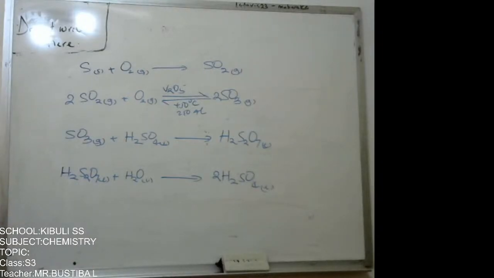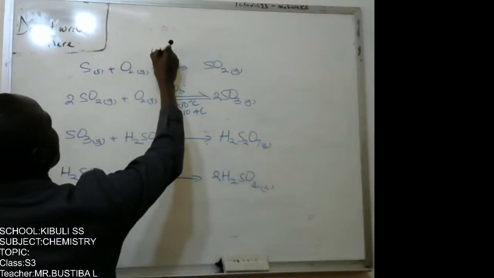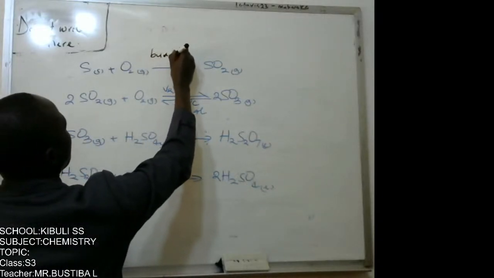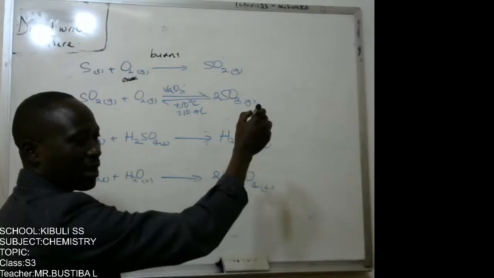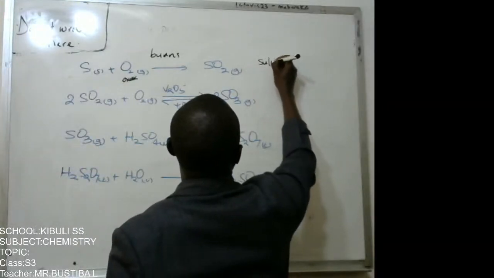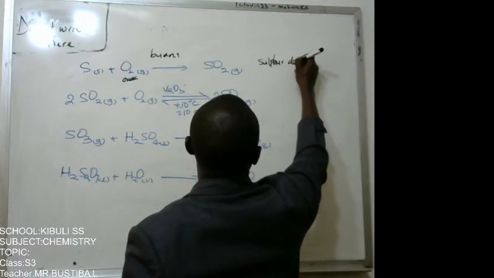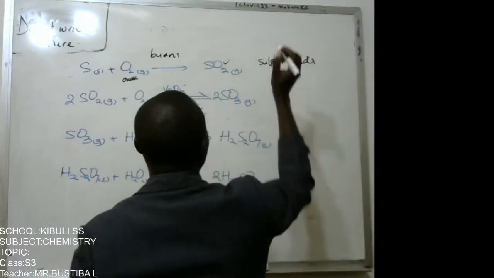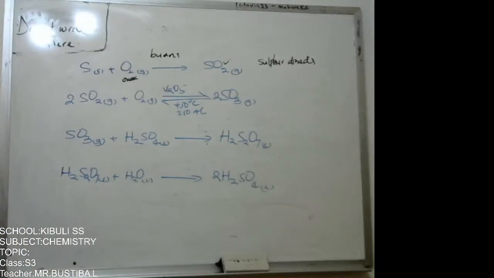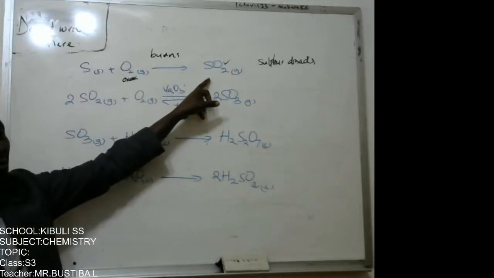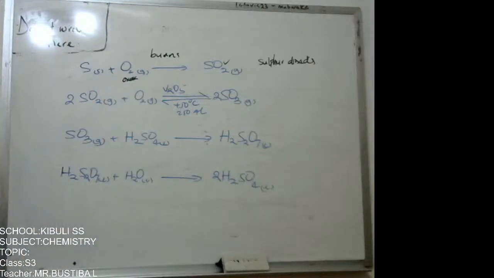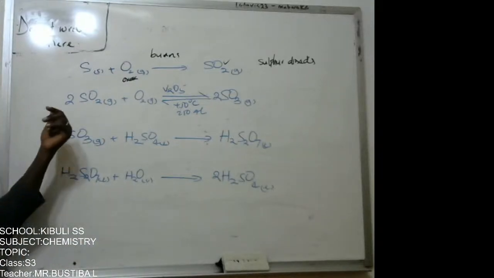For example, number 1, that sulfur burns. And this one must be what? Excess oxygen to form sulfur dioxide. So the word sulfur dioxide must appear. And the sulfur dioxide has what? 2 words, followed by the equation. So what do you do during revision? You just convert these equations into 2 words and write the equations also. So sulfur burns in excess air to form sulfur dioxide. Full stop. Equation.